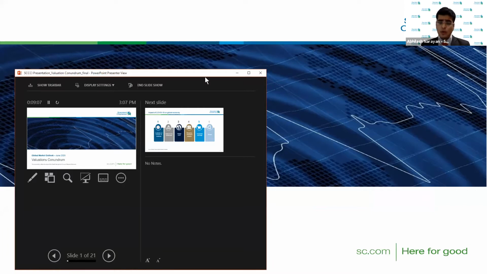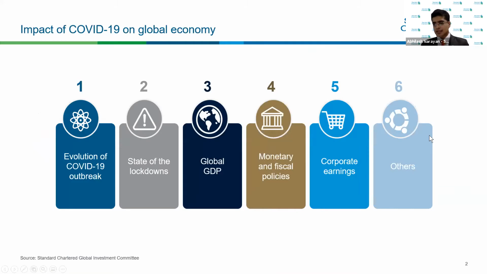With this in mind, over the course of the next 25 minutes, we will take you through the view that we have on the global economy as well as key asset classes. The last time the world faced a pandemic of similar magnitude was the Spanish flu of 1918. There aren't that many lessons that we can draw from history regarding how the global growth recovery will take place. Hence, at Standard Chartered's Global Investment Committee, we have identified these 6 factors that we are monitoring as we track the recovery of global growth.